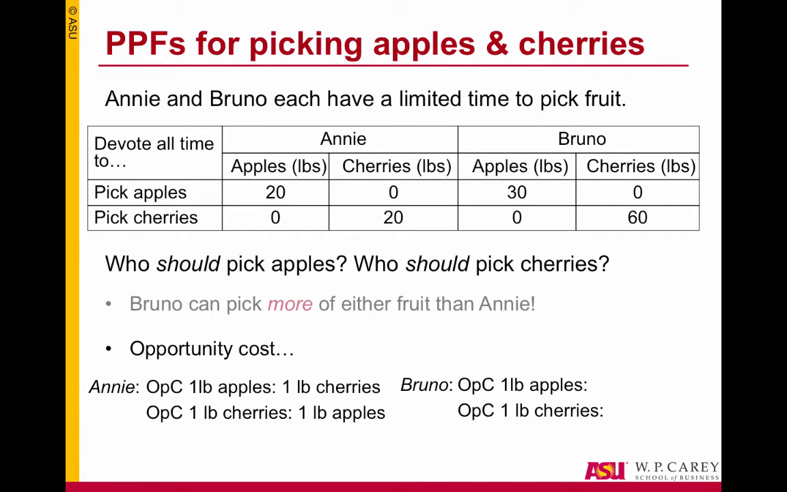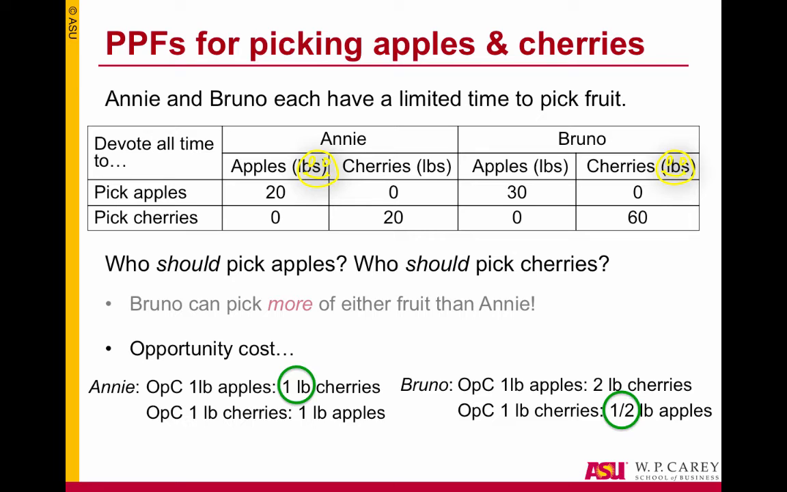Looking at Bruno now. Bruno can pick either 30 pounds of apples or 60 pounds of cherries. This means that in order to pick 1 pound of apples, he will have to forego 2 pounds of cherries. Conversely, if he wants to pick 1 pound of cherries, he will have to forego picking half a pound of apples. Looking at the problem through the optic of opportunity cost, we see that Annie has a lower opportunity cost at picking apples because she has to forego 1 pound of cherries, whereas Bruno has to forego 2 pounds of cherries. And we see that Bruno has a lower opportunity cost at picking cherries because he has to forego half a pound of apples, whereas Annie has to forego 1 pound of apples.